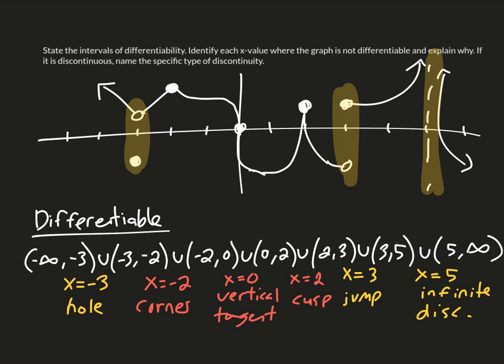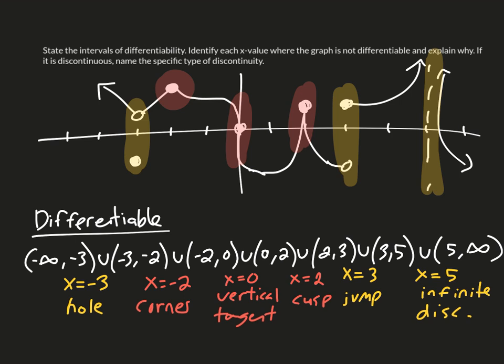X equals -2. What's happening at x equals -2? Looks like a corner to me. X equals 0, we got a vertical tangent. X equals +2, we got a cusp. So this is a big graph. We got all 6 different types of places where we cannot find a derivative. Again, that means that we just cannot find a slope. Think about trying to ride the wave in all these cases.